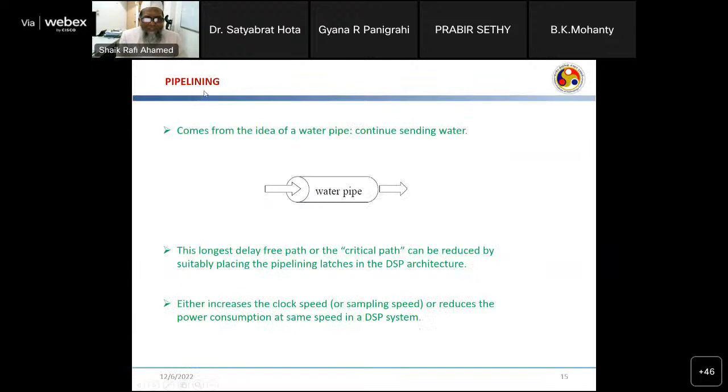This pipelining is similar to this. If I take a water pipe, you throw a stone here first. When the first stone is somewhere in between the pipe, you throw the second stone also. Means you are crossing more than one sample per second. That is why the name pipelining.